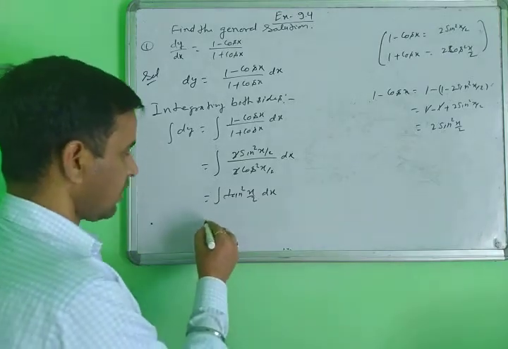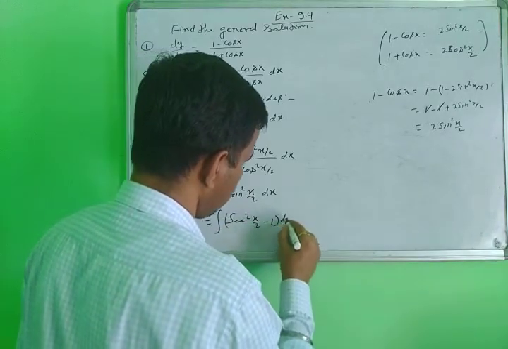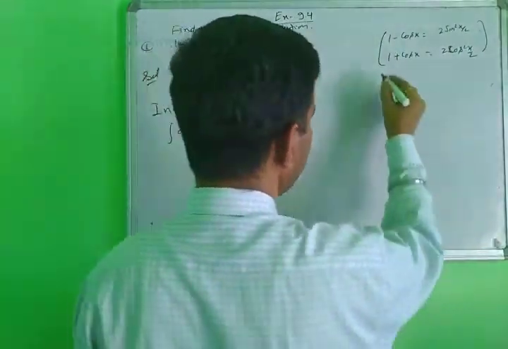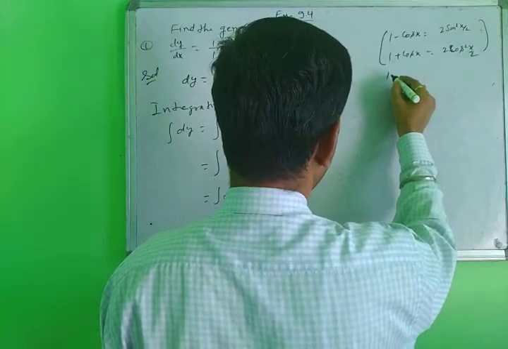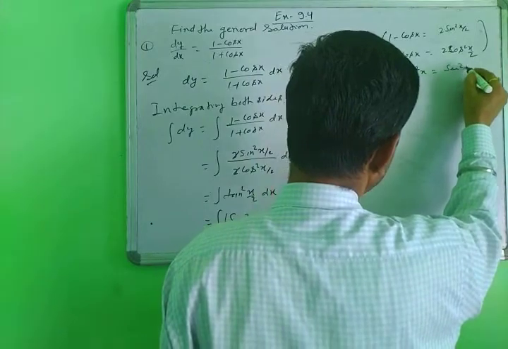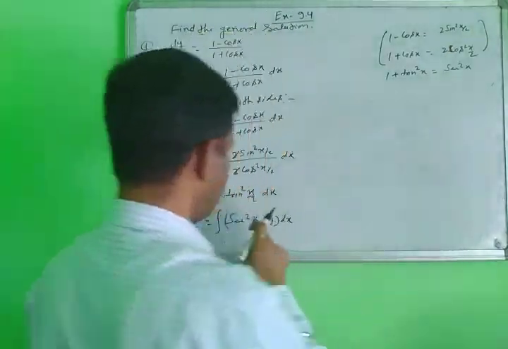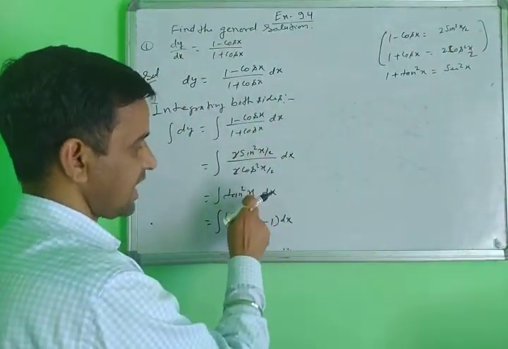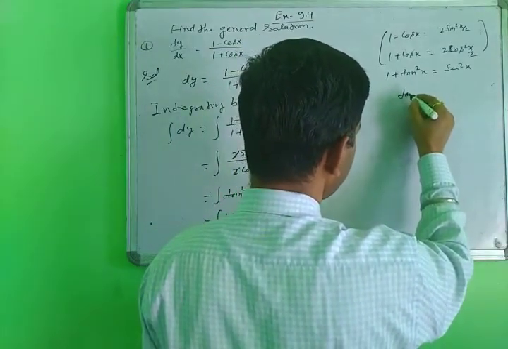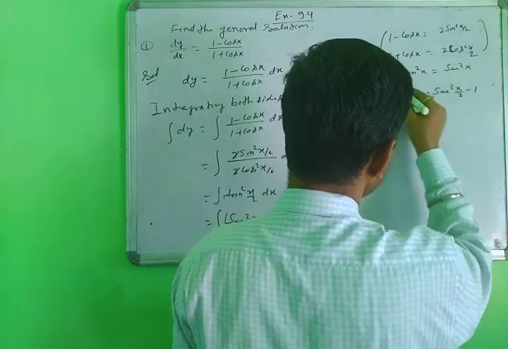So then you will break this down as sec square x by 2 minus 1 dx. You know 1 plus tan square theta equals sec square theta. According to this identity, with theta placed as x by 2, you write tan square x by 2 equals sec square x by 2 minus 1. You can write it this way.